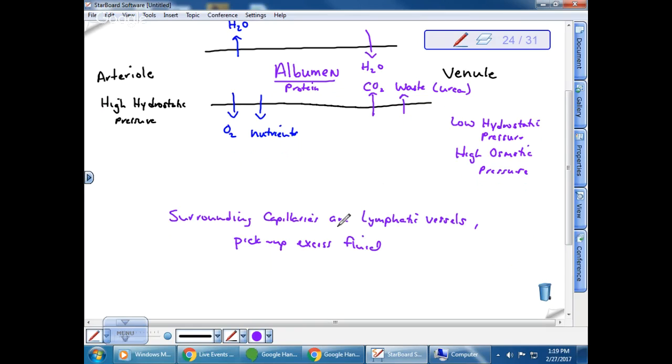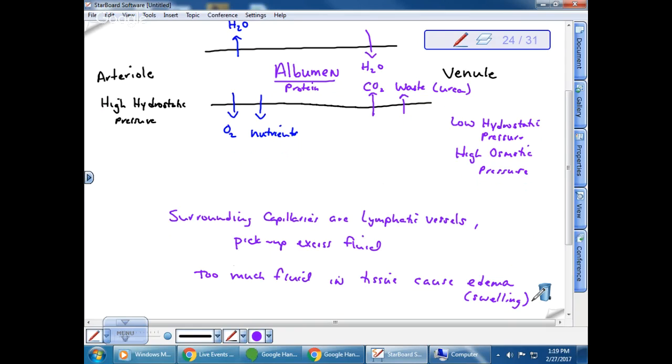If they can't pick up all the excess fluid that's lost from the capillary, then we get tissue swelling. So too much fluid in the tissue causes edema, and this is swelling. And edema is actually a symptom of diabetes.